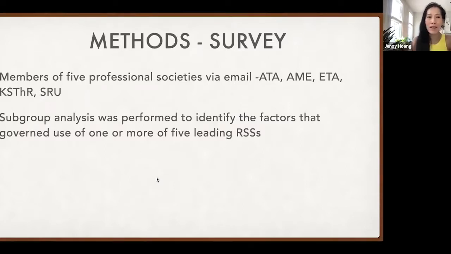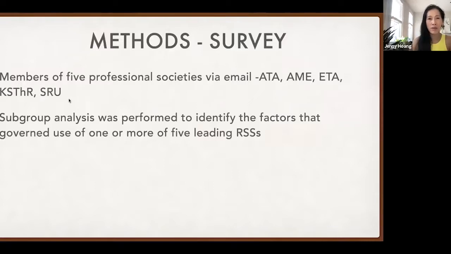So the methods, it's a survey paper. The leaders had permission to email 5 societies with the survey, and they were the ATA, the AME, the ETA, the Korean Society, and the SRU members. And the survey was a long survey. It would have taken about 10-15 minutes to do the survey.